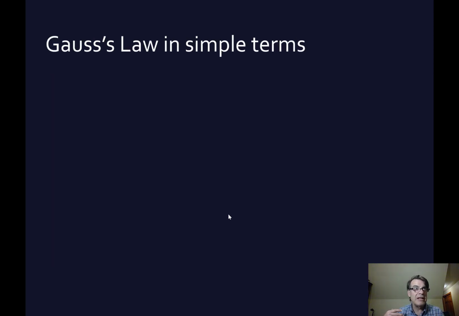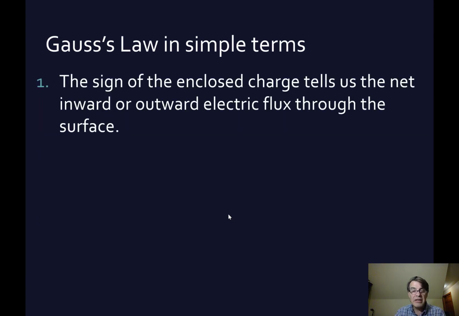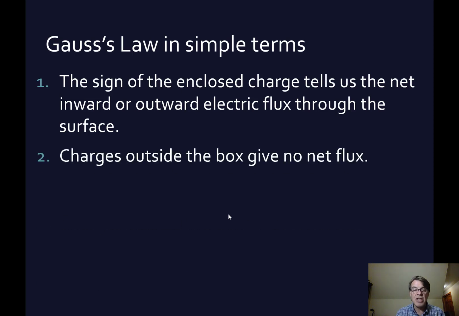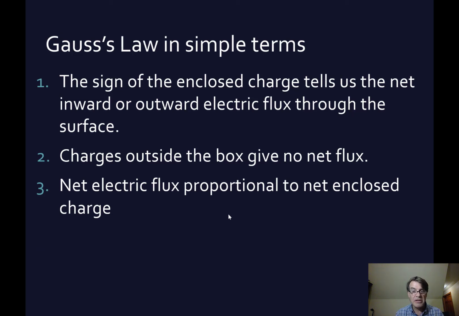This is a less precise way of thinking of Gauss's law, but basically the sign of the enclosed charge is going to tell us whether the net flux is outward facing or inward facing. If it's outward, it's positive. If it's inward, it's negative through the surface. So the sign of the charge tells us the net inward or outward flux. The charges outside the box don't give us any net flux because they come in and out of the box; going in, they're negative, and coming out, they're positive, and they cancel each other out. So only charges inside the box count. The net electric flux is proportional to the net enclosed charge. And there you have it.